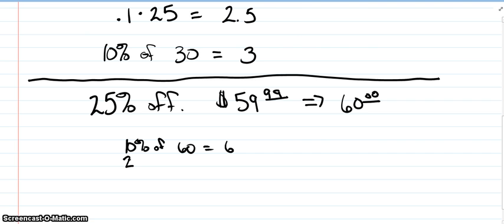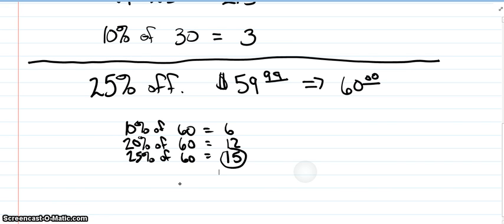So 20% of 60 would equal 12. Now how would we get to 25%? We're adding another 5% on. 5% is half of 10%. So half of 6 is 3. So we're going to add 3 on there and get 15. So 25% of 60 would equal 15. And you could check that in your calculator, but that would be right. So we're taking $15 off, so the price that you would pay is $45.